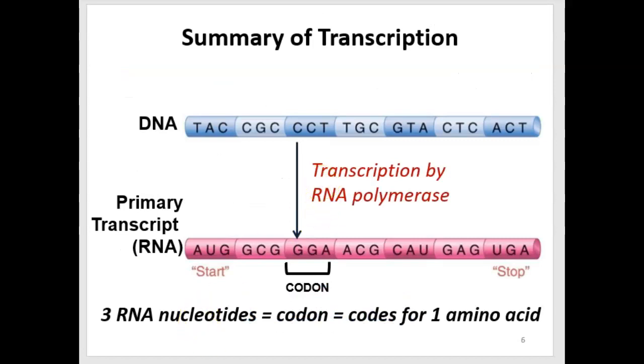So overall, transcription is performed by RNA polymerase, which reads 3 nucleotides at a time. 3 nucleotides is called a codon. Each codon codes for one particular amino acid.